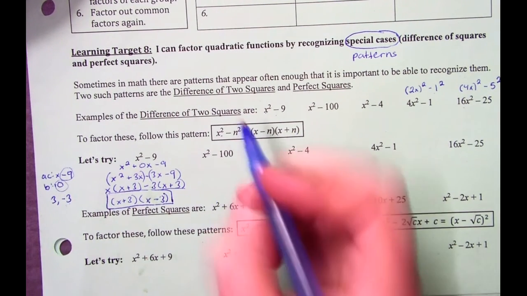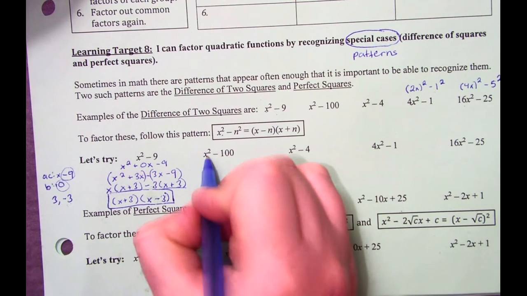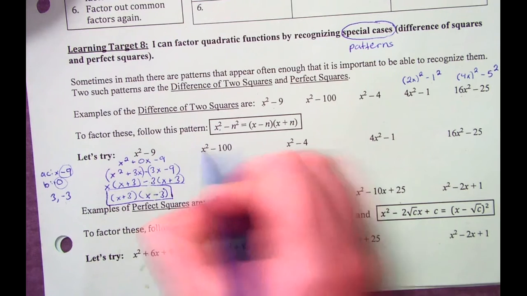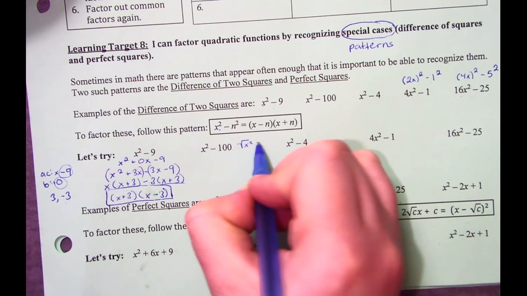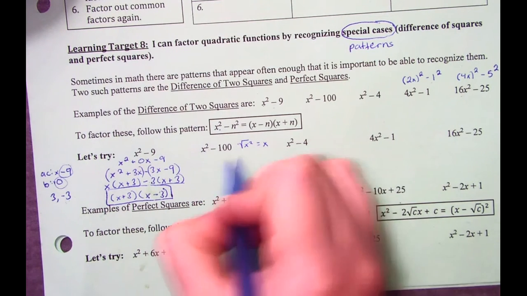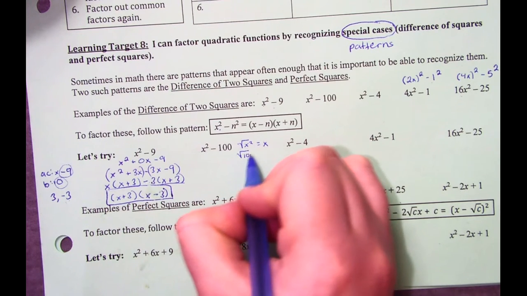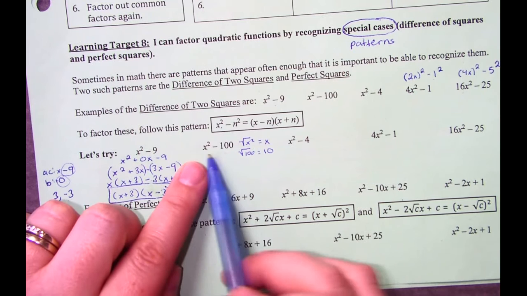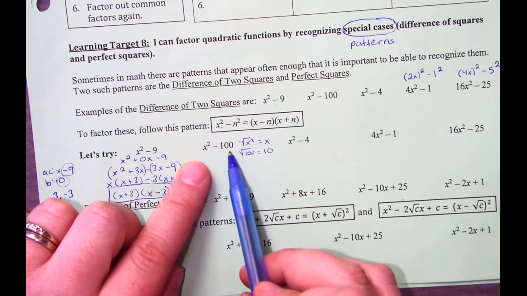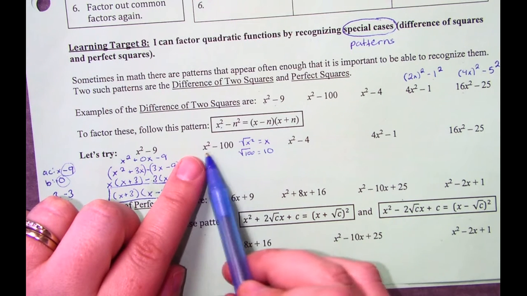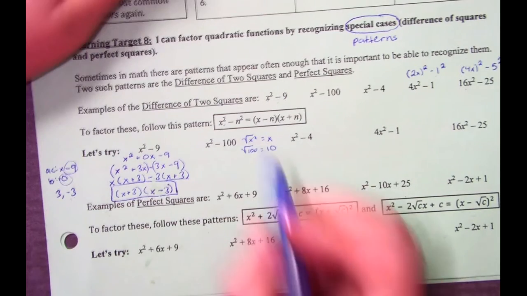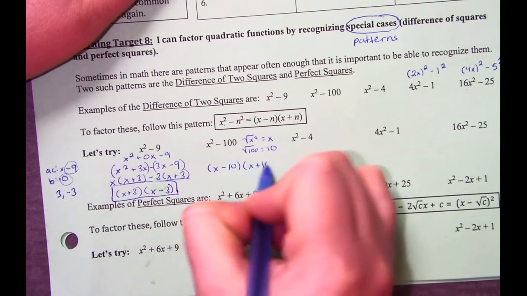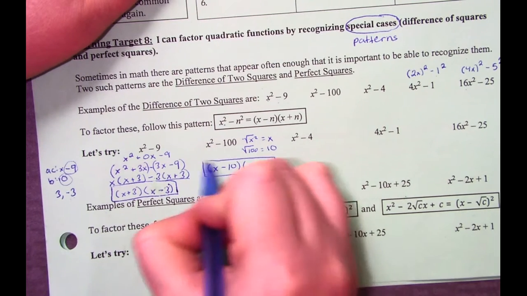So let's look at this one. We have x squared minus 100. Well, the square root of x squared is just x. The square root of 100 is 10. So we have two perfect squares because when we take the square root of them, we get a whole number. This is like x squared, this is like 10 squared. So our answer is going to be x minus 10, x plus 10. And that's it.